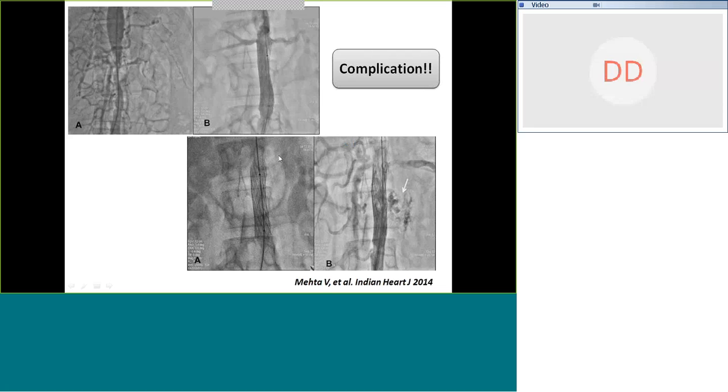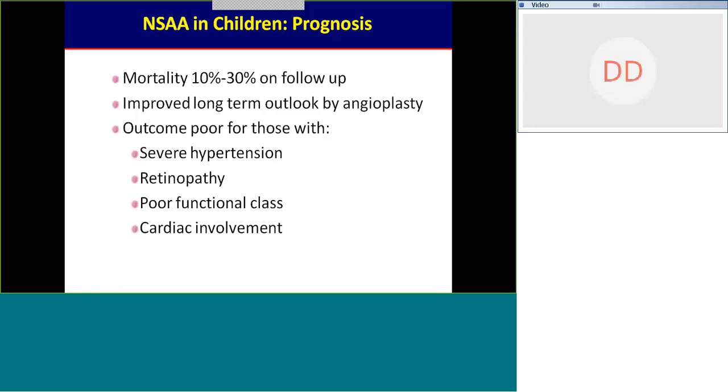But most of the time, what we do is underdilate them, bring them back, dilate again, and do a kind of staged dilatation, because to us that seems better than putting in a stent, especially if it's a small child, because once you put in a stent, you've committed to that size.